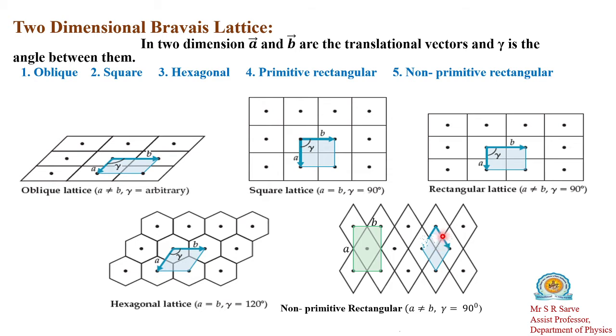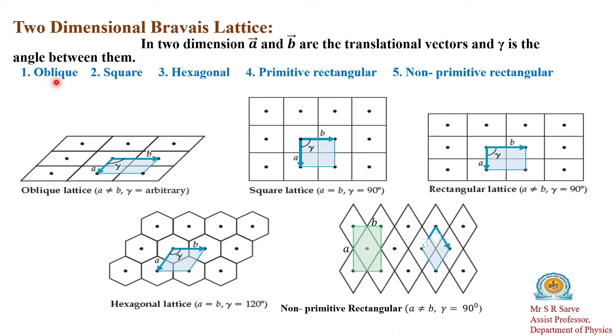So first we will learn about the two dimensional Bravais lattices. In two dimension there are five Bravais lattices. Generally in two dimension we require two translational vectors, a vector and b vector. The a vector is a translational vector along one axis, and the b vector is a translational vector along the second axis. So it is two dimensional, it has only two axes, and between these two translational vectors there is an angle. Gamma is the angle between a and b.